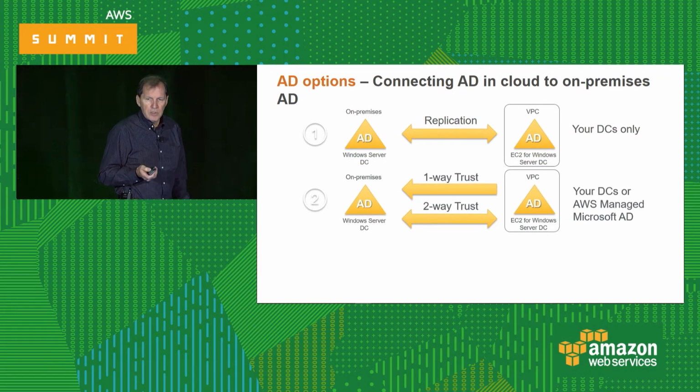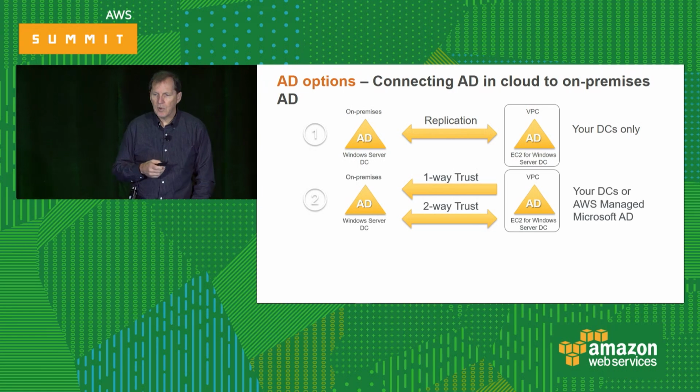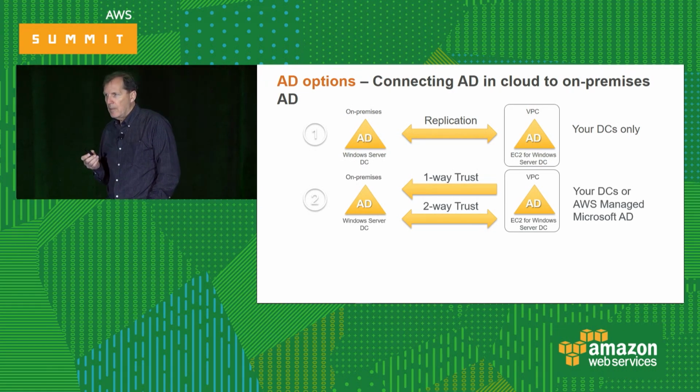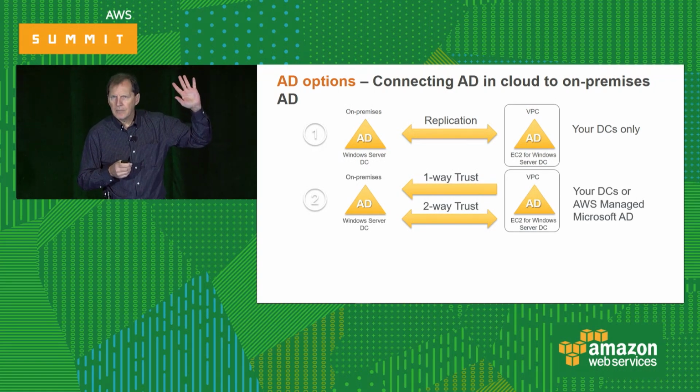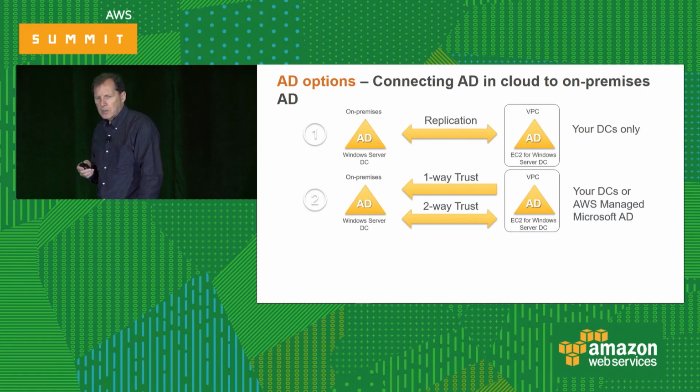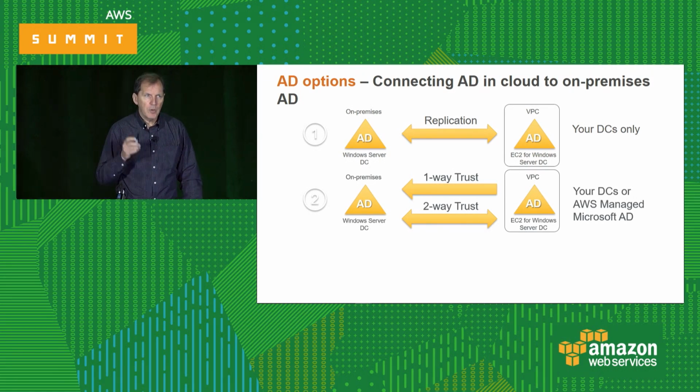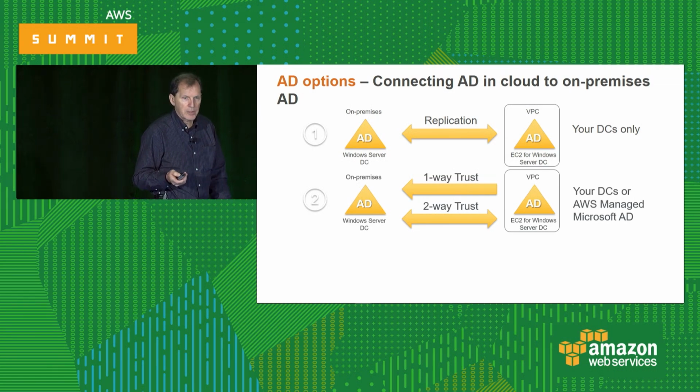The other way you can do this is you can use a one-way or a two-way trust. In this model, we'll talk more about trusts later. How many people are familiar with trusts? Most of you, okay, great. So you can use a one-way or two-way trust. And this model works with AD running on EC2 Windows, or it runs with the managed AD product as well.